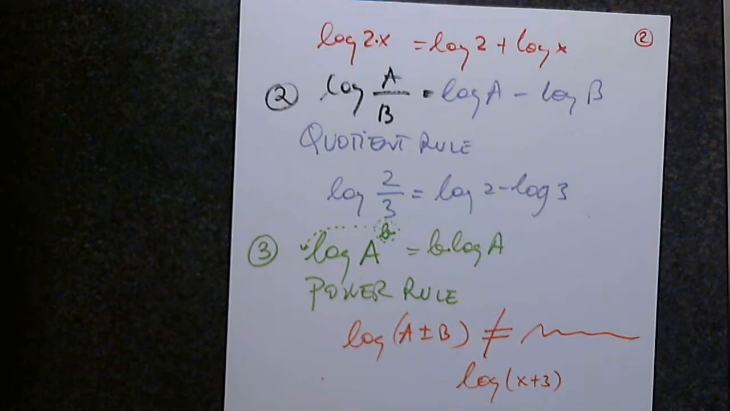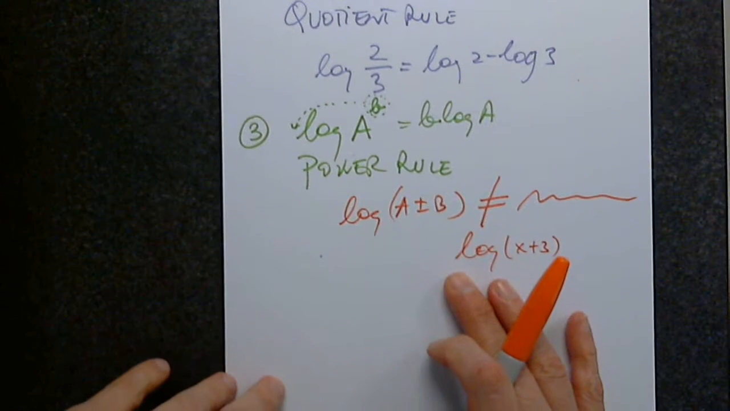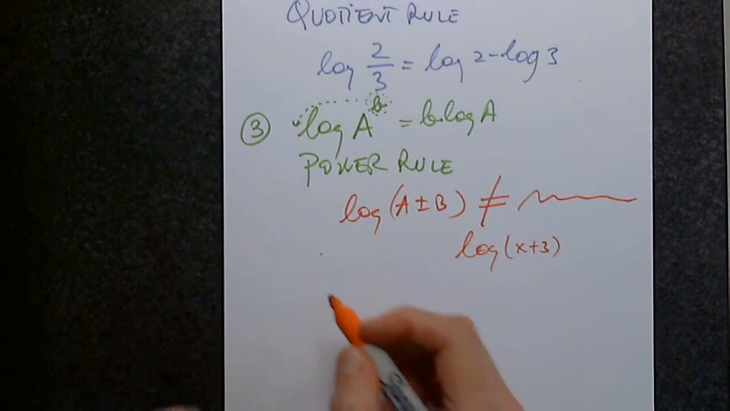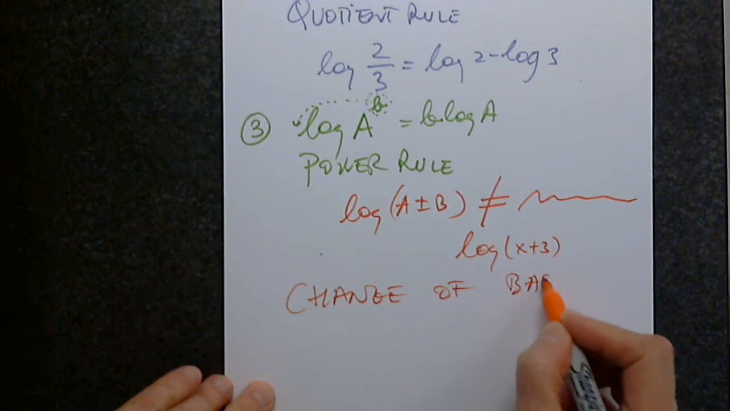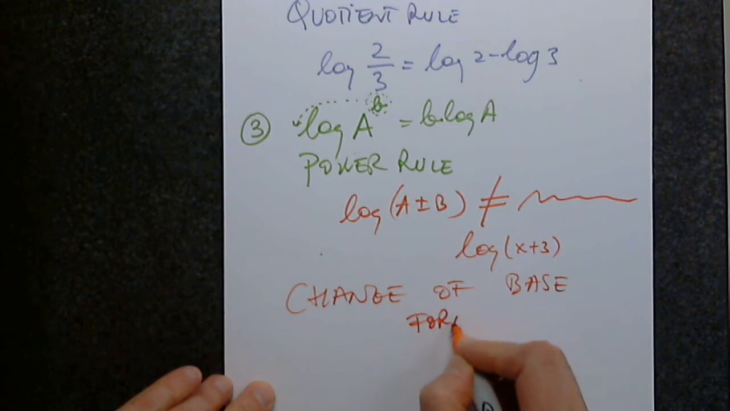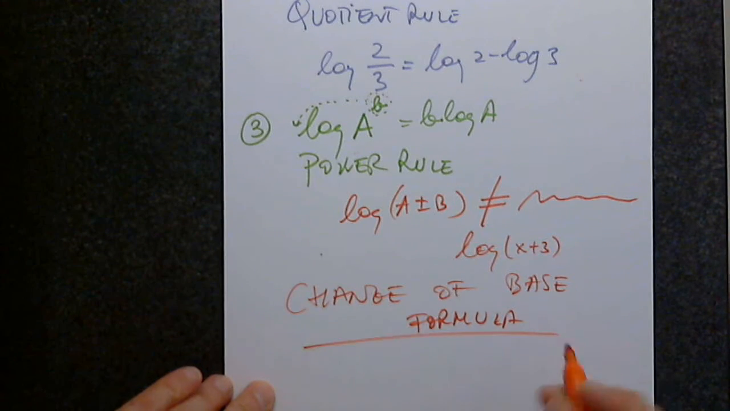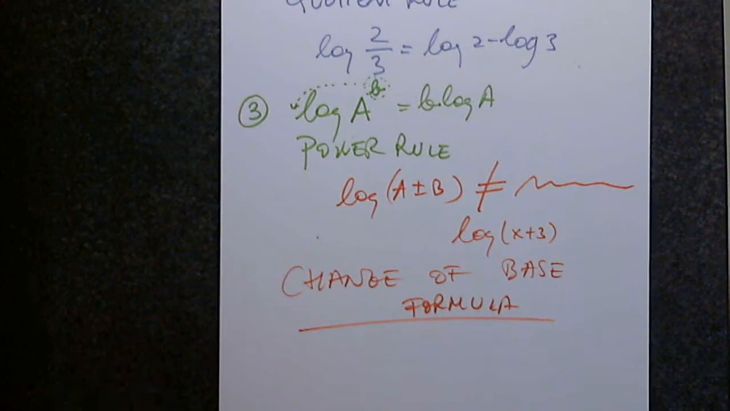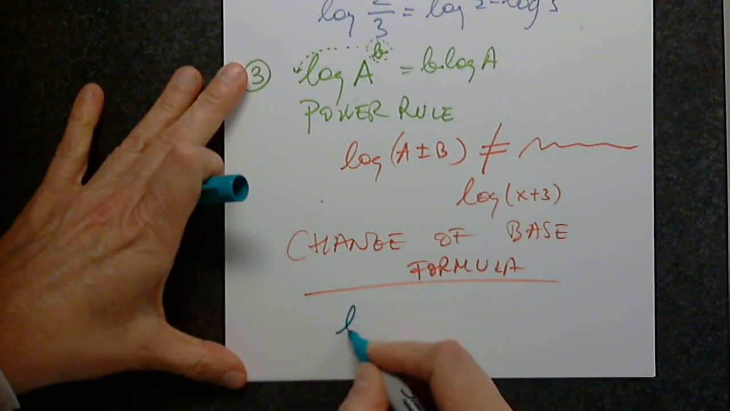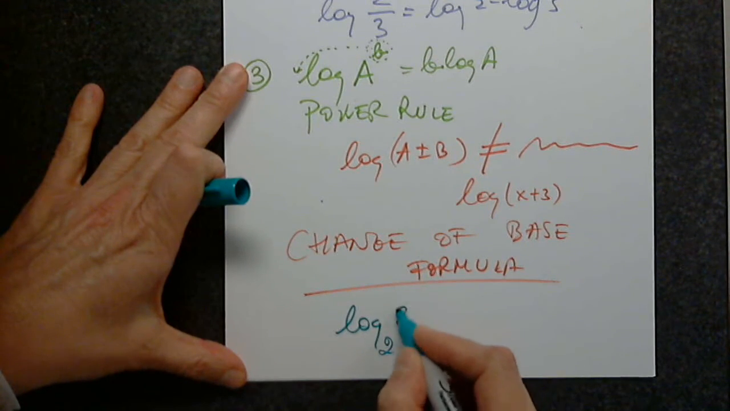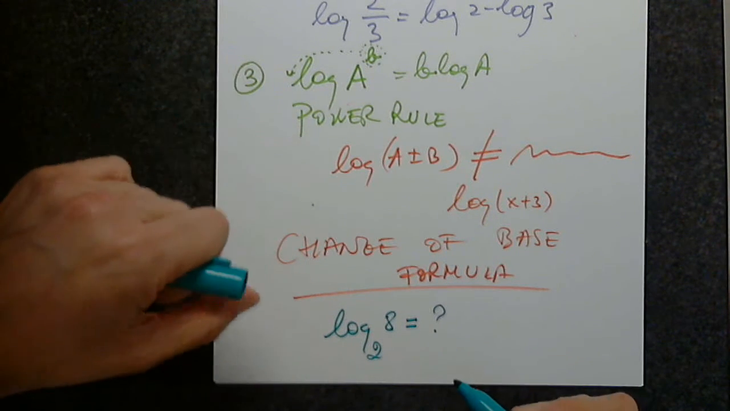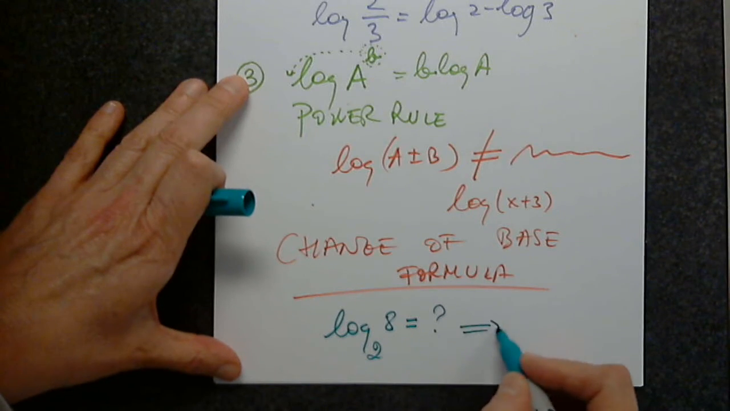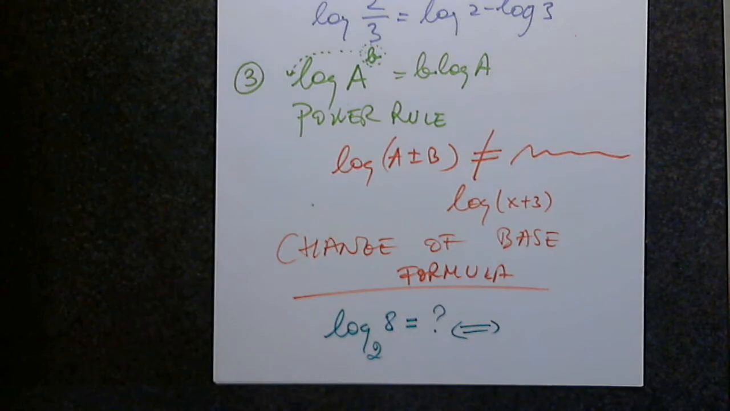Okay, now that little piece of extra. Let's talk about that. It's called the change of base formula. Before I even talk about it, I'm going to ask you a question. Log base 2 of 8. How much is this? It's 3. Exactly. I have no clue. The answer is no clue.